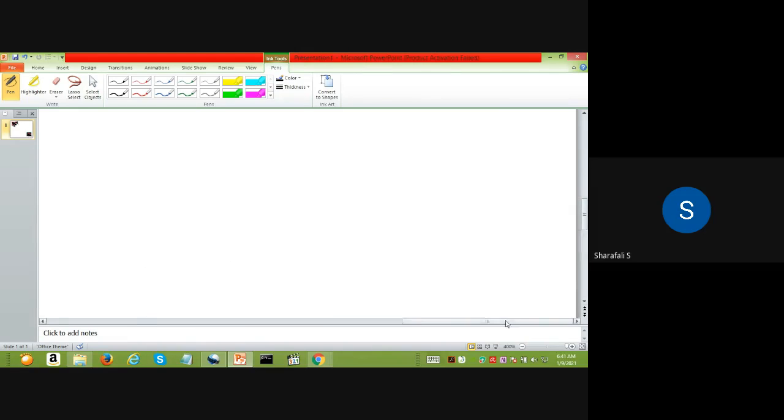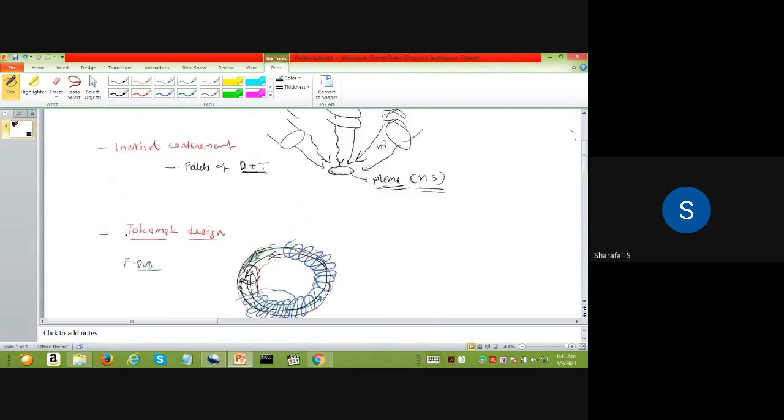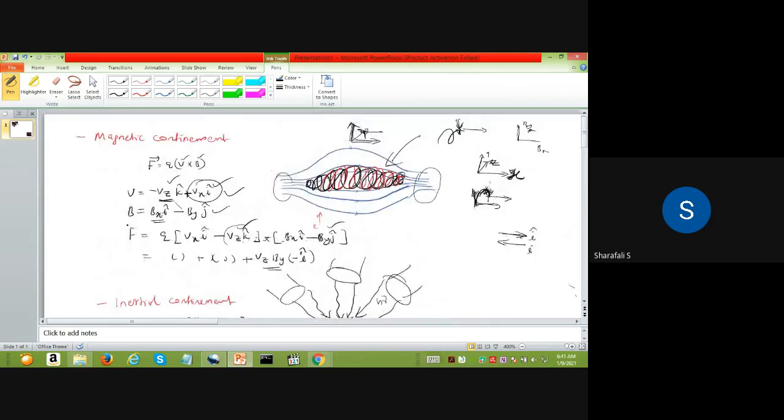So we discussed the 3 different types of confinement for that plasma. The first one was magnetic confinement. In magnetic confinement, we need these 2 kinds of structure design for the magnetic field. Then there are 2 ends basically, and at the ends we have to vary the magnetic field in such a way that the propagation vector direction is reversed.